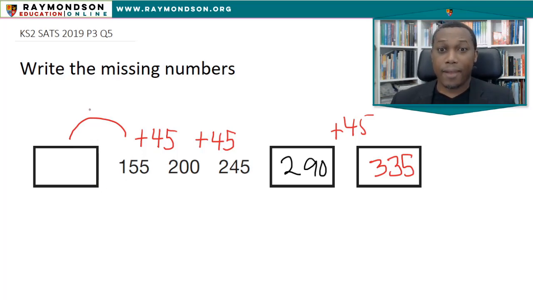And then for the first number, you had to go back. And if I take 45 from 155, I get... oh, you know what you get? You get the pen is no longer capable of writing.